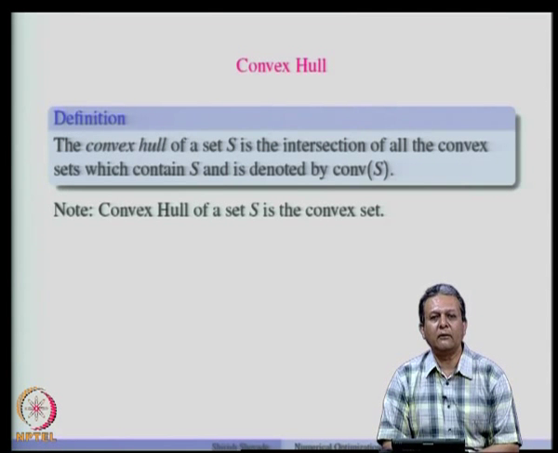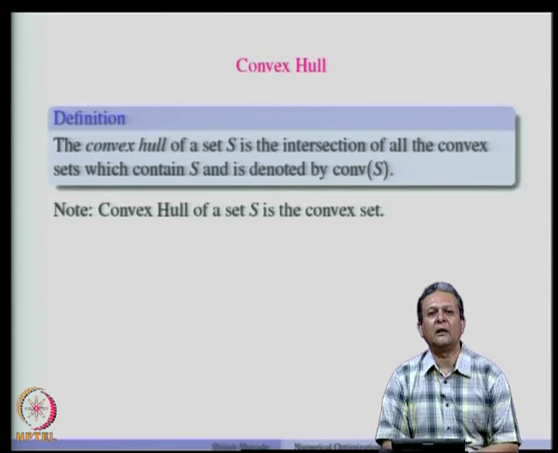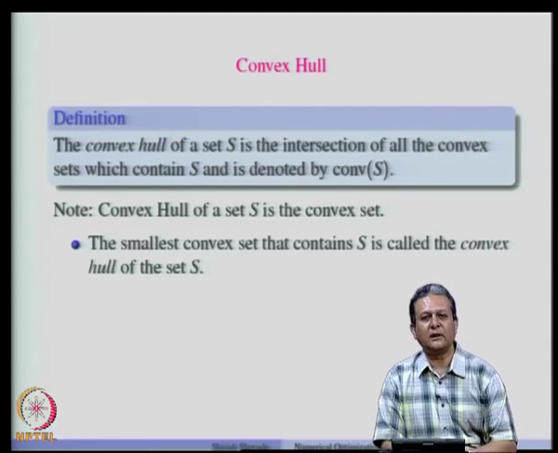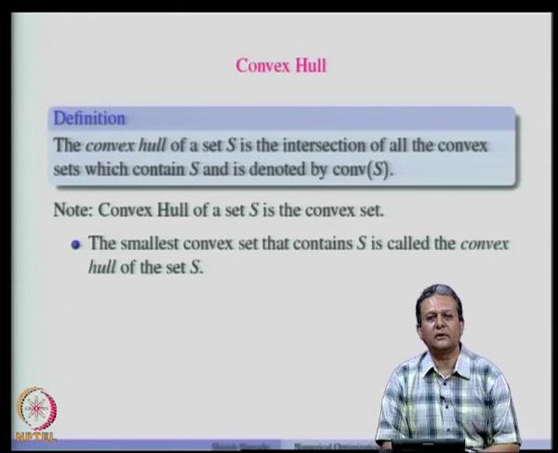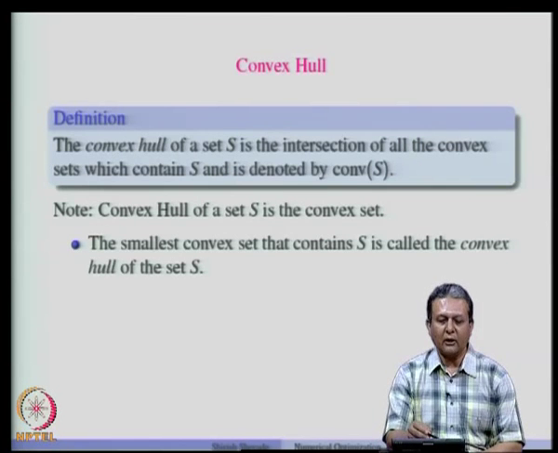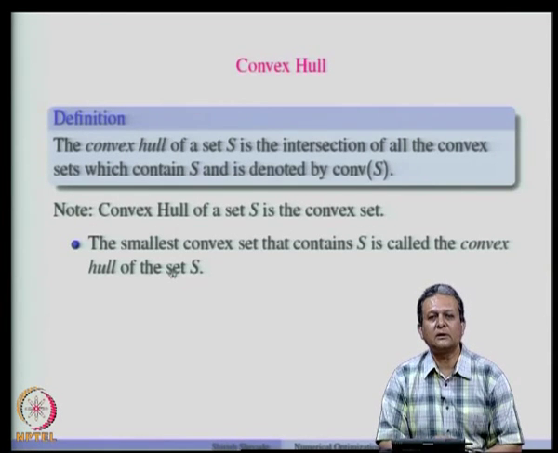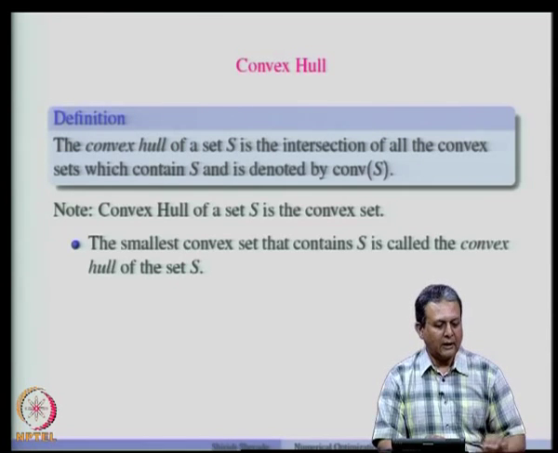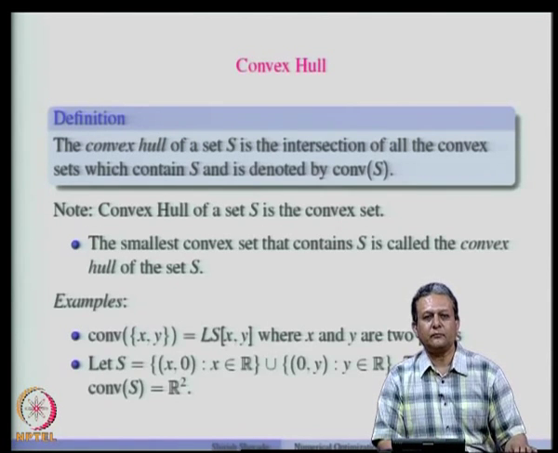In fact, if we are given a set S, then sometimes we would like to form a convex set which contains S, and such a convex set, which is the smallest convex set, is called the convex hull of the set S. Many times these convex hulls are used for convexification of a set S without bringing in any redundancy. A convex hull can also be thought of as the smallest convex set that contains the given set S, and we will see some examples.